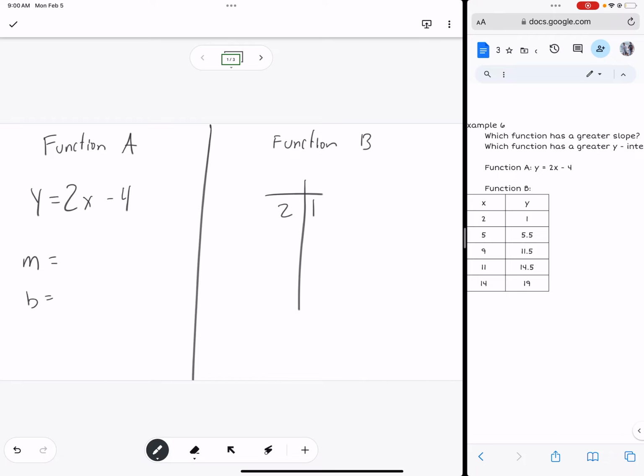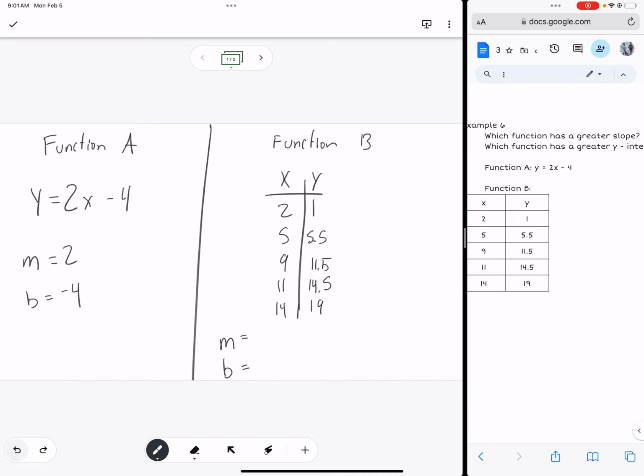Very easy to find the y-intercept. So what is my slope of function A? 2. Just 2. What is my y-intercept of function A? Negative 4. All right, what is the question asking for, though? Which one's greater? So if I want to figure out which one's greater and which one's least, I have to find my slope and my y-intercept using the table. Does function A have a greater slope or does function B? Function A was very easy to figure out, but for function B we're given a table. We have to look at that table and find the slope.